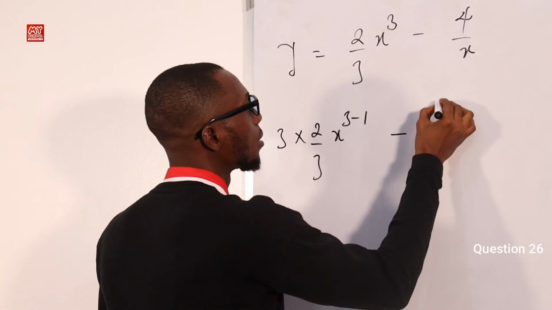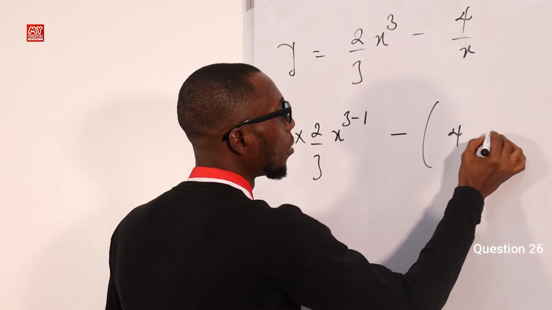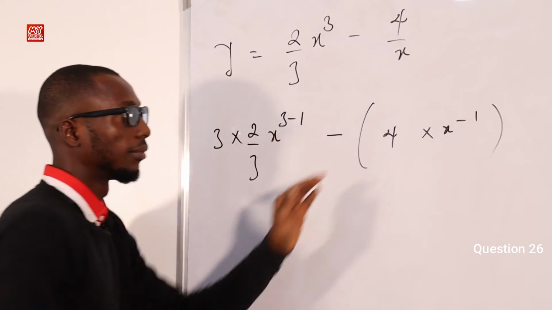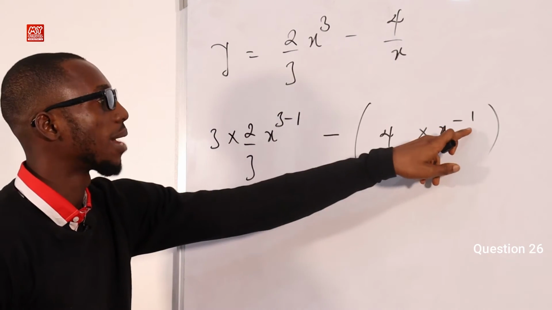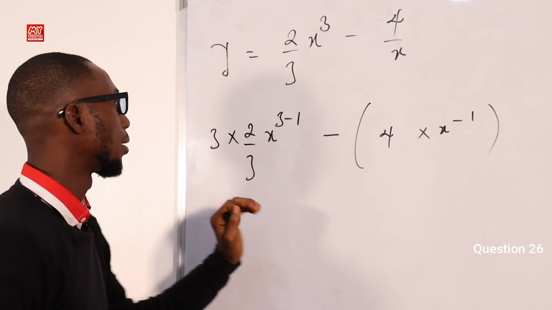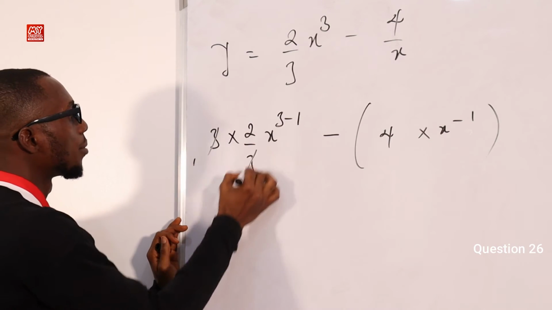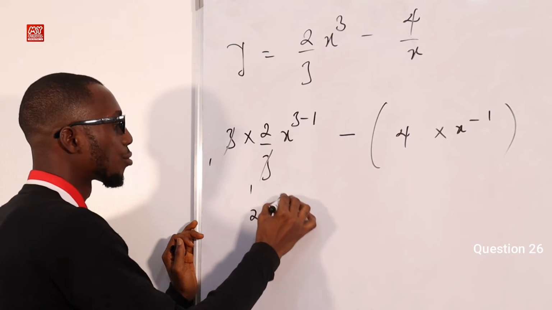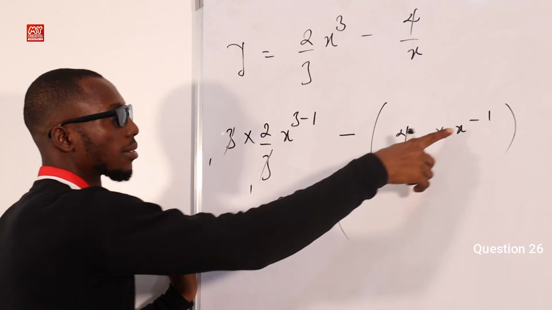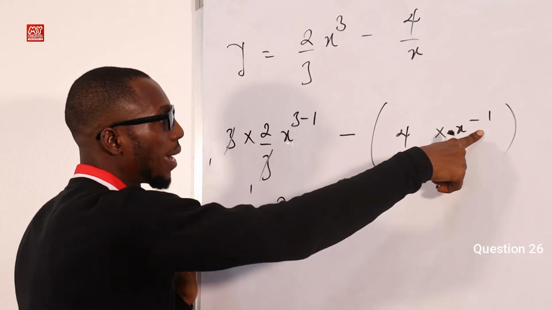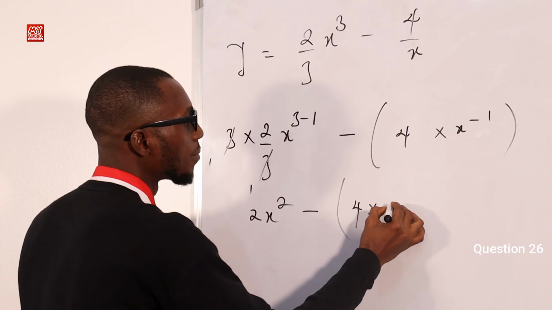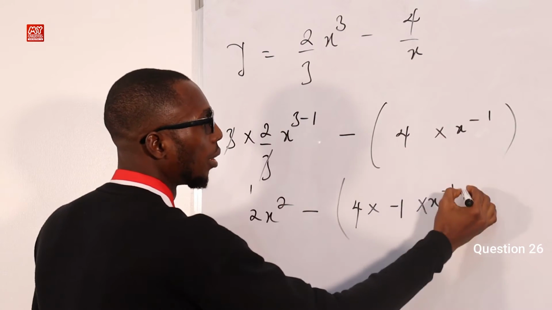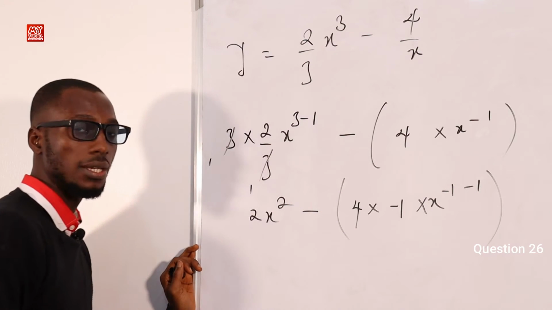Then we have minus, into bracket, 4 multiplies x raised to power minus 1. This is what this all over means. It means x raised to power minus 1. So we have 3 strikes out 3, isn't it? So we have 2x, 3 minus 1, 2, minus into brackets. Remember, if you differentiate x raised to power minus 1, that will be 4 times minus 1 times x raised to power minus 1 minus 1. Remember, it is differentiation, isn't it?